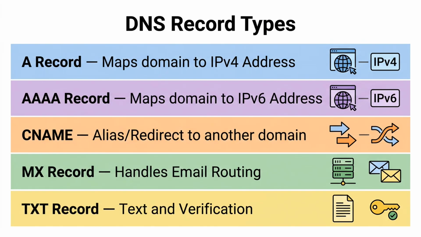DNS isn't just about IP addresses. DNS uses different types of records for different purposes. The most common is the A record, which maps a domain name to an IPv4 address.